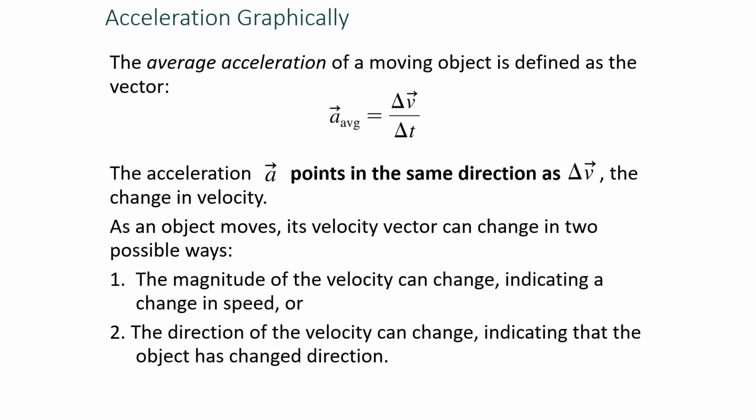Now, acceleration points in the same direction as the change in velocity. There are several ways that you can change the velocity. You can change the velocity by changing the magnitude of that velocity, indicating a change in speed. But there's also another way in which you can change the velocity, and that's by direction.